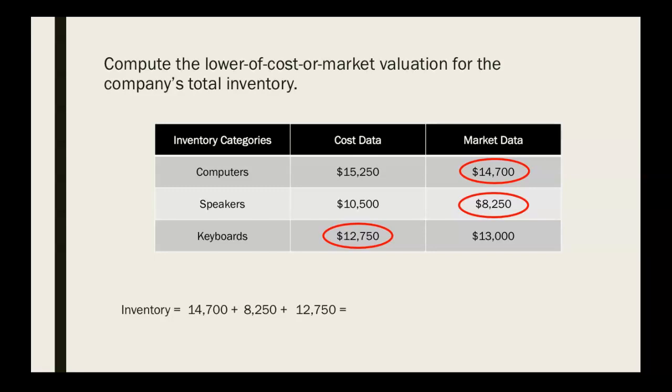So our inventory will be worth the sum of those three amounts, the 14,700, 8,250, and 12,750. You add those three together, and the lower of cost or market valuation for the company's inventory is 35,700.